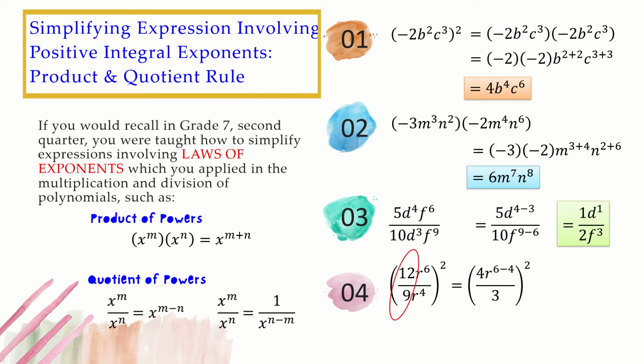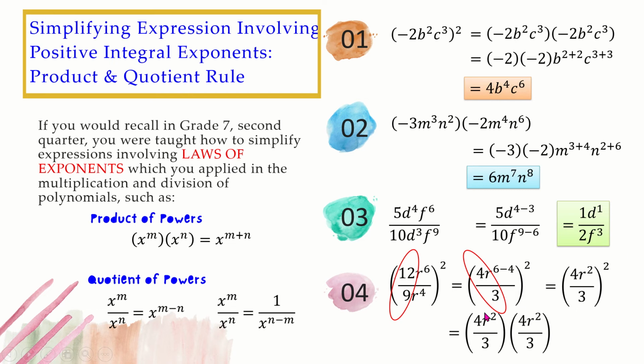Next. Okay, the 12 over 9, or 4 over 3, we reduce. So the result would be, okay, we simplify, 4r squared. Why r squared? From 6 minus 4. So r squared, or r exponent 2, over 3. Then the exponent 2 is outside. Okay, same as number 1. The exponent 2 means we multiply the monomial by itself. So we multiply the fraction 4r squared over 3 by another 4r squared over 3.